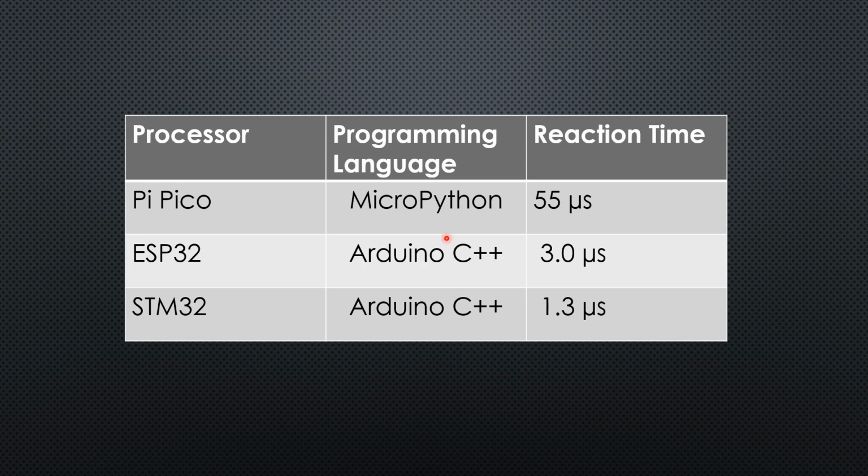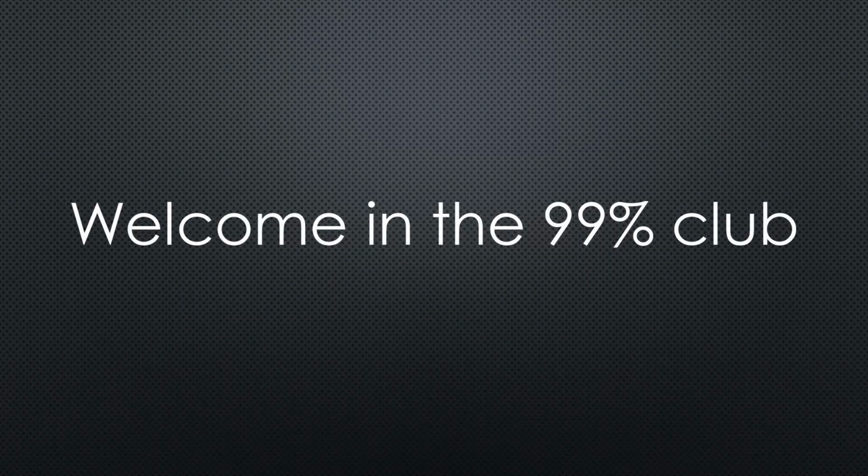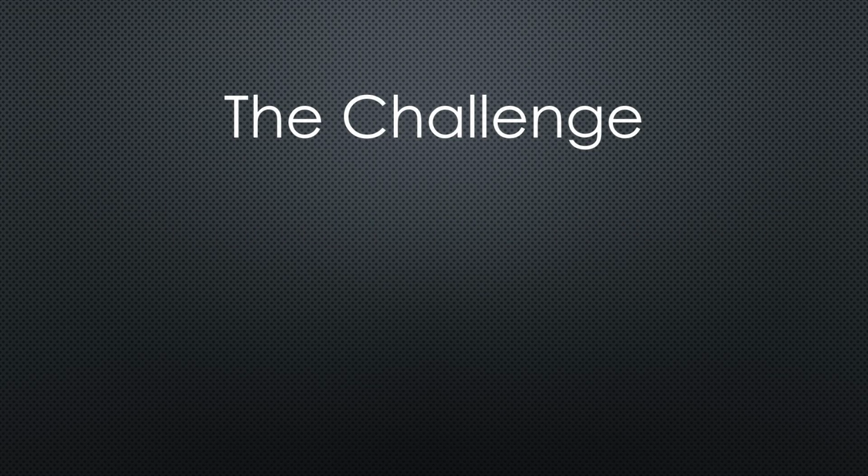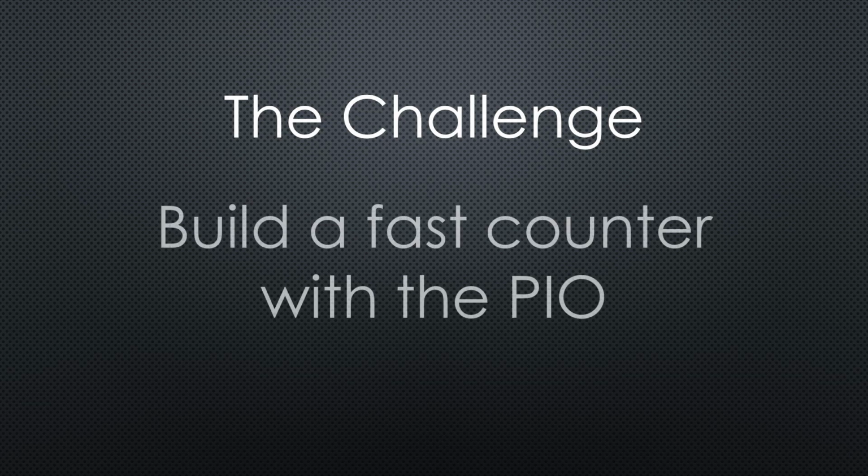We see MicroPython on the Pi Pico is not made for high-speed applications. It is 20 to 50 times slower than C++ in this respect. And now you belong to the 99% club. But everybody talks about the famous PIO function of the Pi Pico. So here is the challenge. Who can use the PIO to create a much, much faster counter?